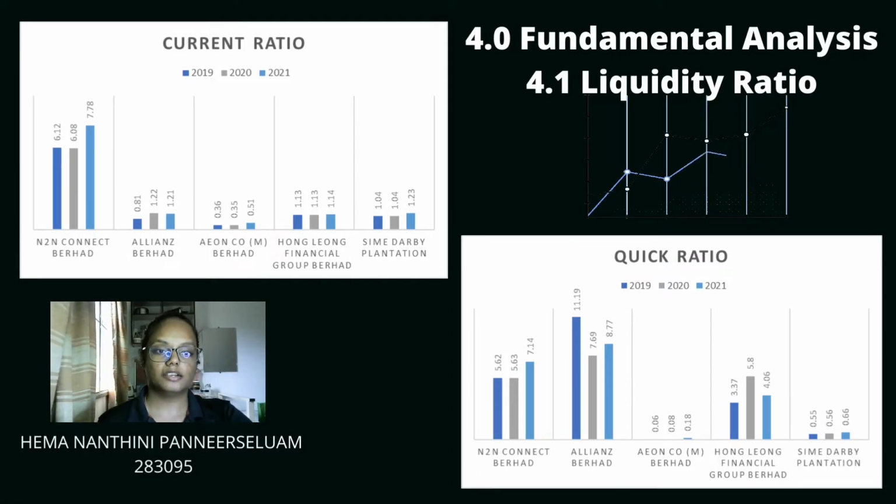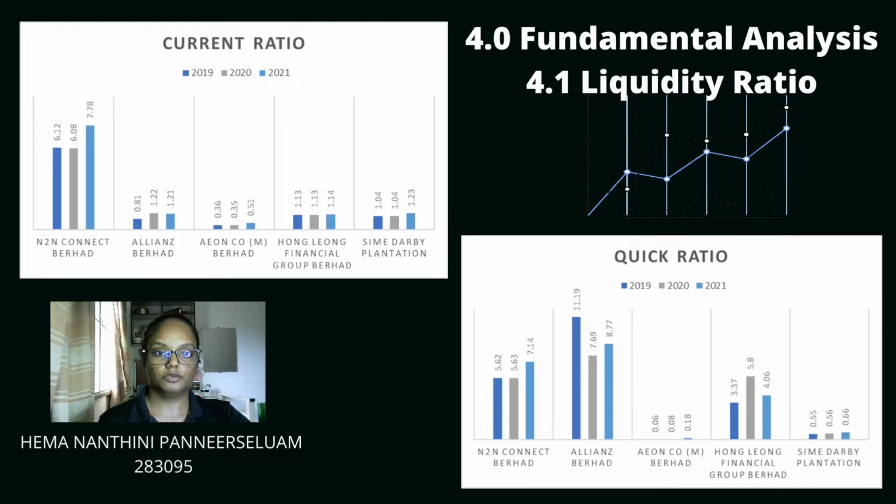A decent current ratio is typically anything greater than 1, with 1.5 to 3 being preferred. Therefore, in this scenario, Alliance, Hong Leong, and Sam Darby maintain a favorable current ratio, suggesting that the business has more than enough cash on hand to cover its debt while making appropriate use of its resources. Additionally, End-to-End Connect's current ratio is too high, which shows that neither the company's current assets nor its short-term financing resources are being utilized effectively.